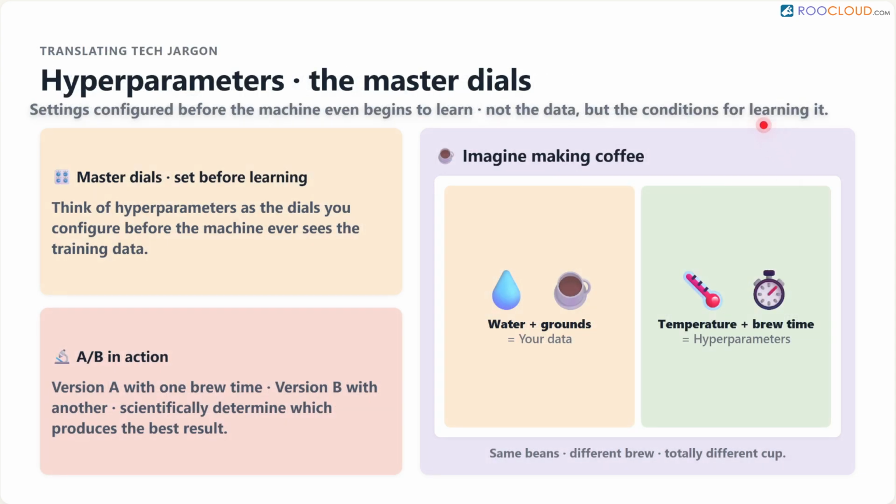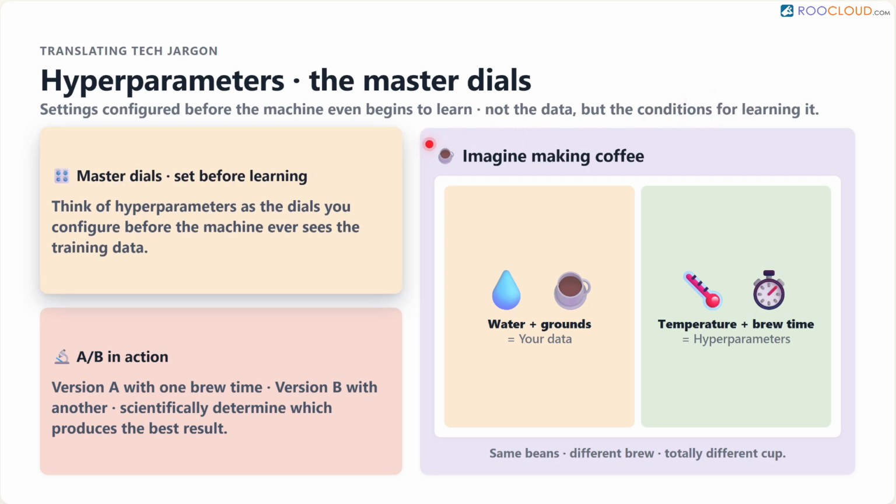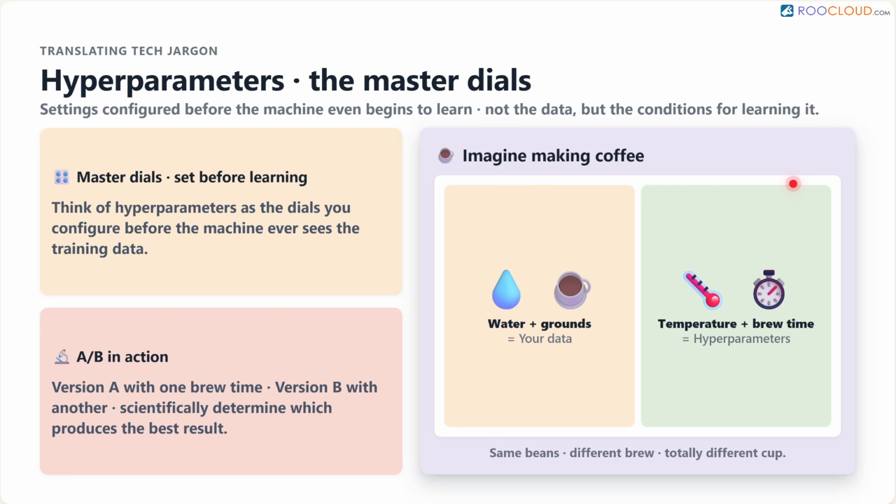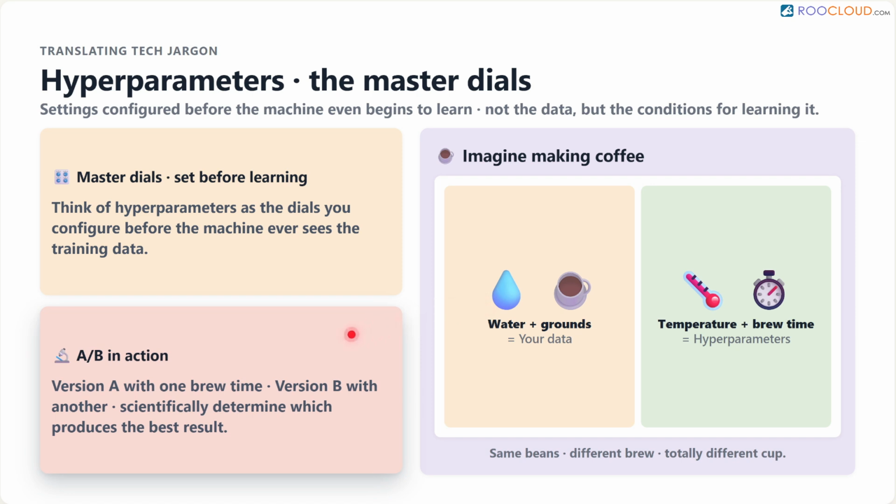Let us clarify what hyperparameters are. Think of hyperparameters as the master dials or settings configured before the machine even begins its learning process. Imagine you are making coffee. The water and coffee grounds are your basic data, but the water temperature and the brewing time are the hyperparameters. By creating version A with one brewing time and version B with another, you can scientifically determine which produces the best cup.